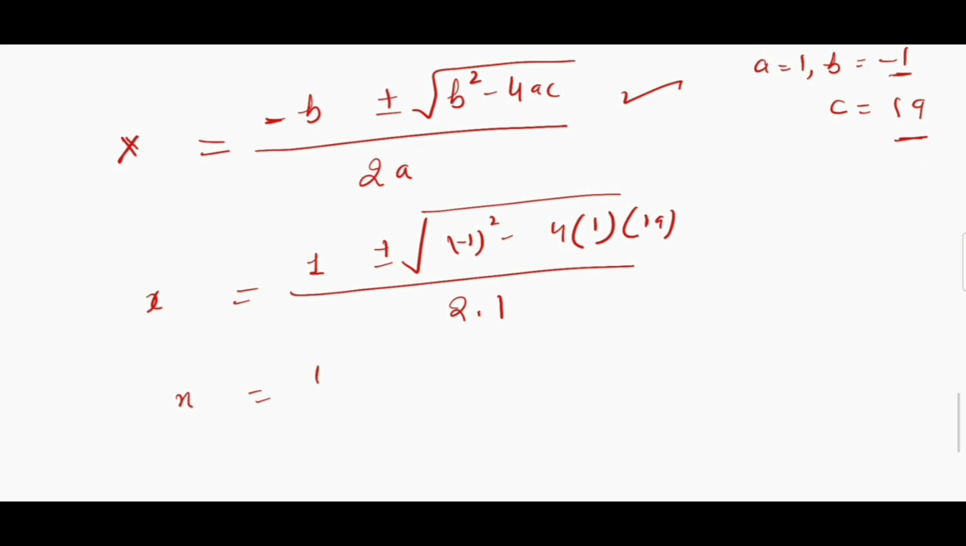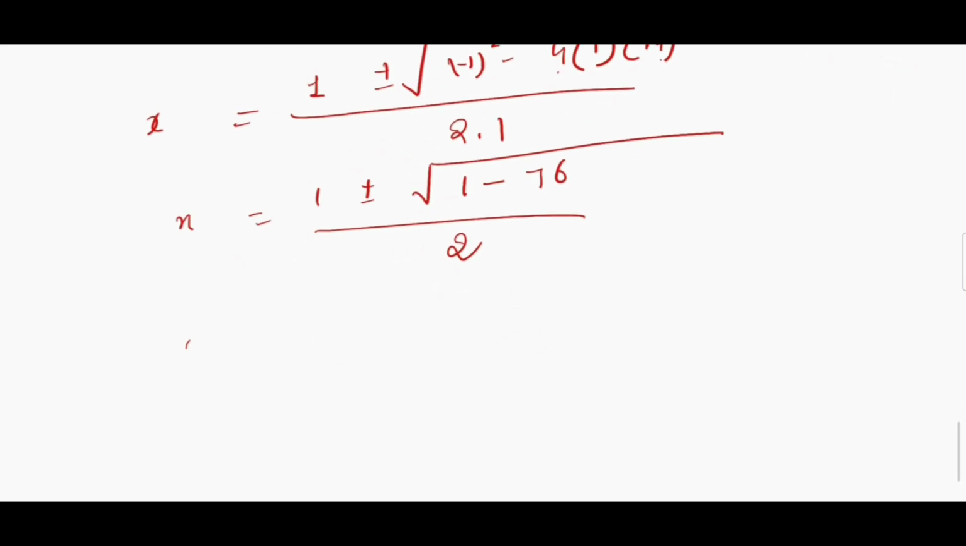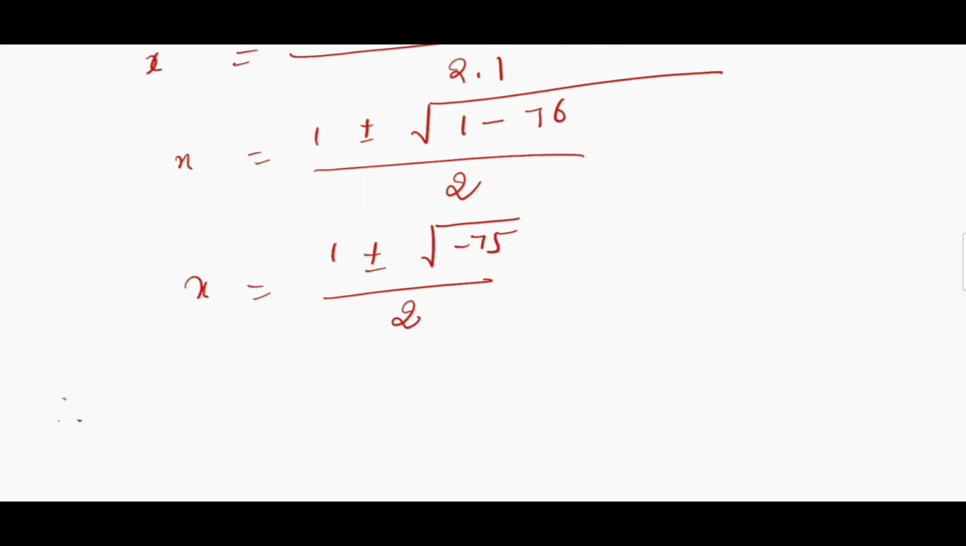So x is equal to 1 plus minus square root of 1 minus 76 divided by 2. So x is equal to 1 plus minus square root of negative 75 divided by 2. Therefore the solutions of this biquadratic equation are 1 plus minus square root of negative 75 divided by 2.